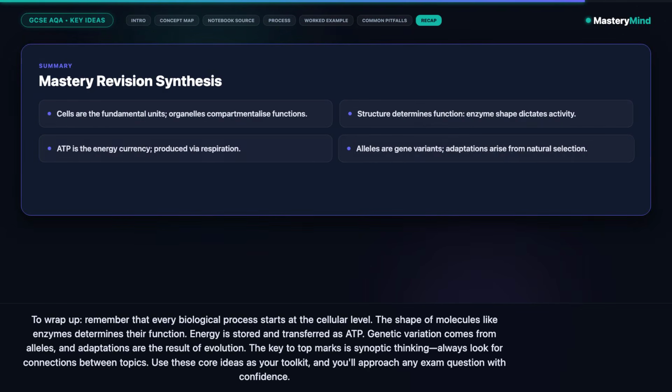To wrap up, remember that every biological process starts at the cellular level. The shape of molecules like enzymes determines their function. Energy is stored and transferred as ATP. Genetic variation comes from alleles, and adaptations are the result of evolution. The key to top marks is synoptic thinking. Always look for connections between topics. Use these core ideas as your toolkit, and you'll approach any exam question with confidence.